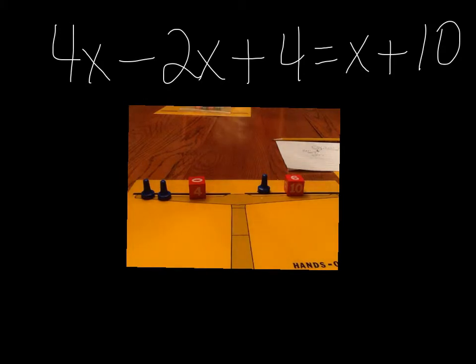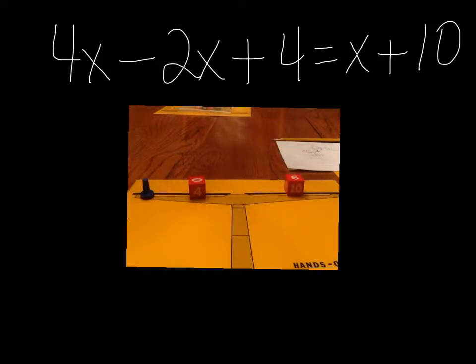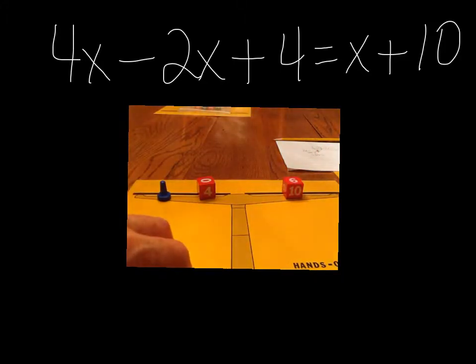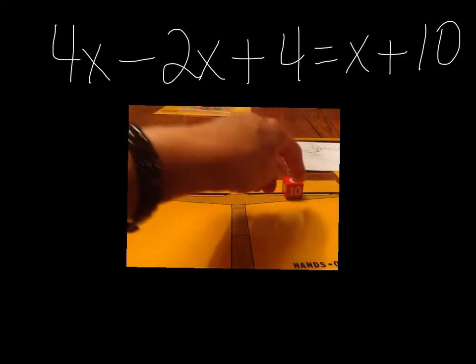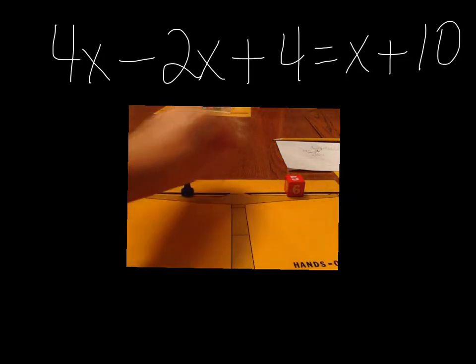Okay, and now we can just go ahead and do our regular equation. What I do to one side, I do to the other. Let's eliminate the pawns. Eliminate a pawn from each side. So that gives me a pawn plus 4 equals 10. So I'll take the 4 away from this side, and once I take a 4 away from the 10, I got 6. So x equals 6.